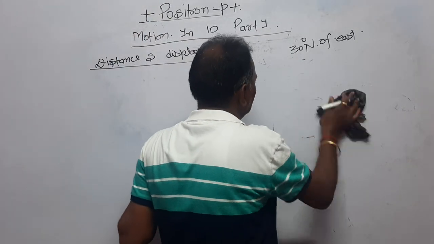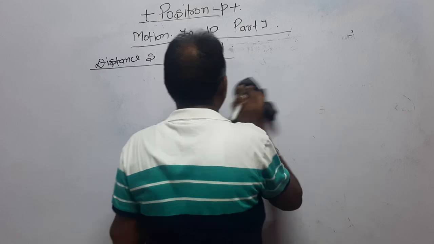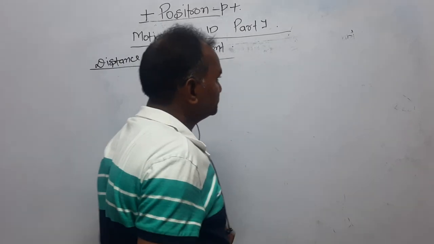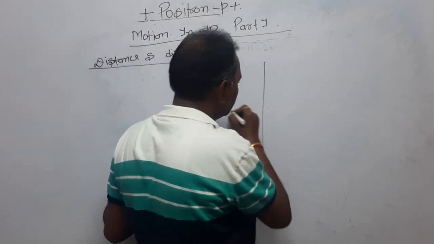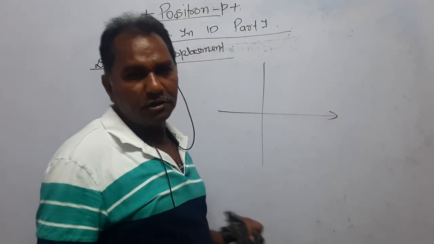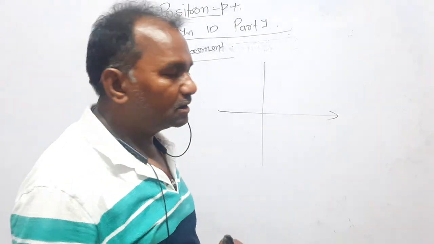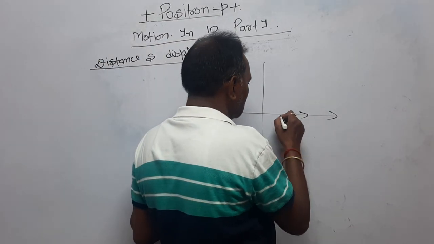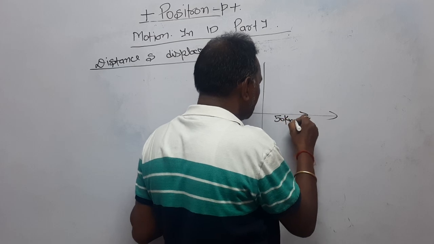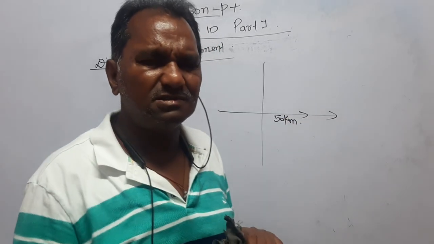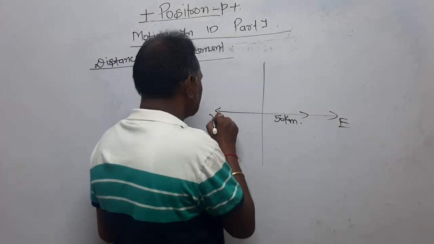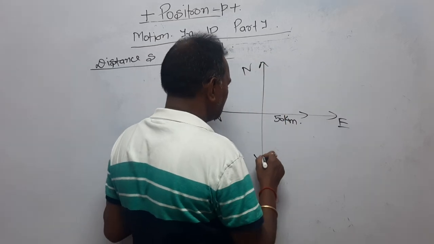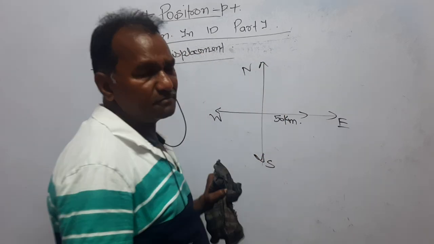Dear students, now the question is asked in this way. Look here. A body moves 50 kilometer east. First it moves 50 kilometer east. As soon as the direction is defined, first make this east, this west, this north, this south. It will make your question so simple.